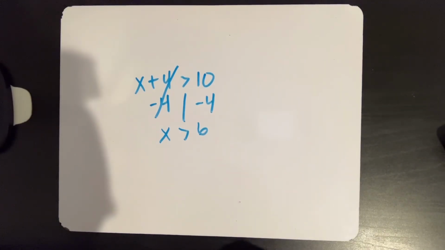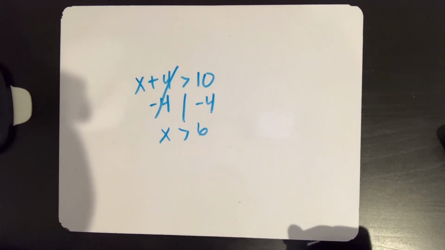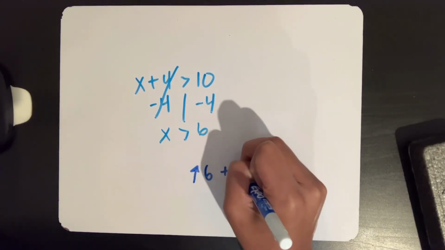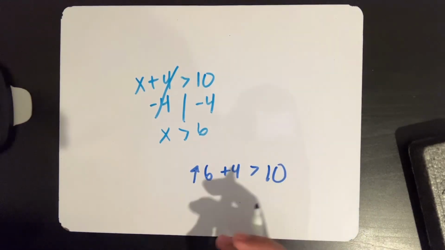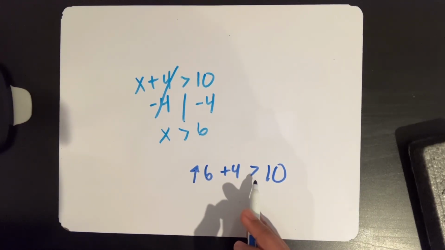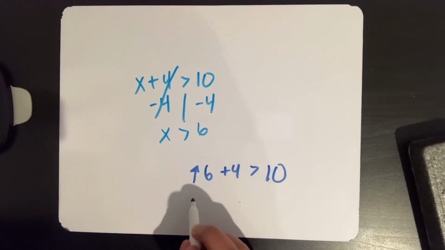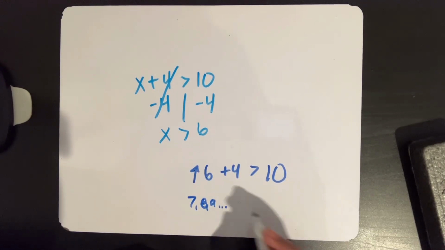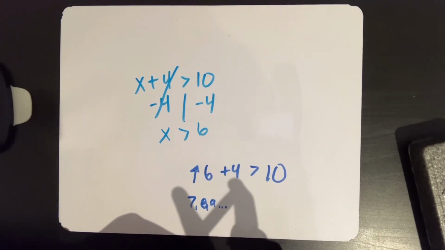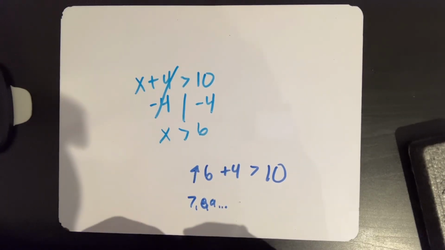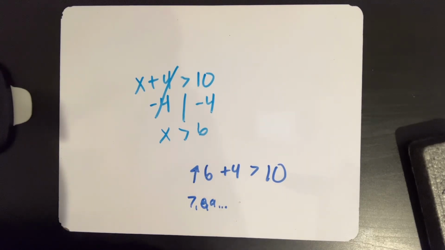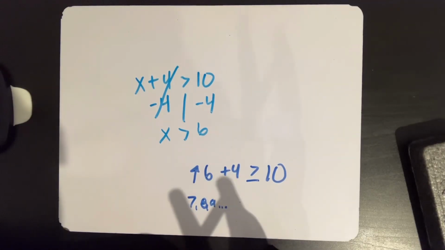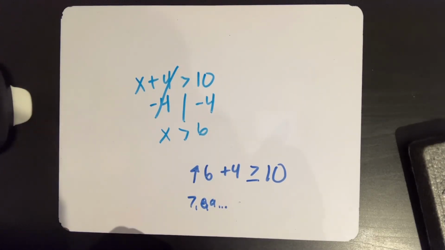It's a good idea to check if your inequality makes sense. Let's plug it in. A number greater than 6 plus 4 is greater than 10. So it could be 7, 8, 9, or higher, plus 4 is greater than 10. That would be correct. But if it was 6 plus 4 is greater than 10, that would be wrong because it would have to be the greater than or equal to side. But since it's greater than 6, it's correct.